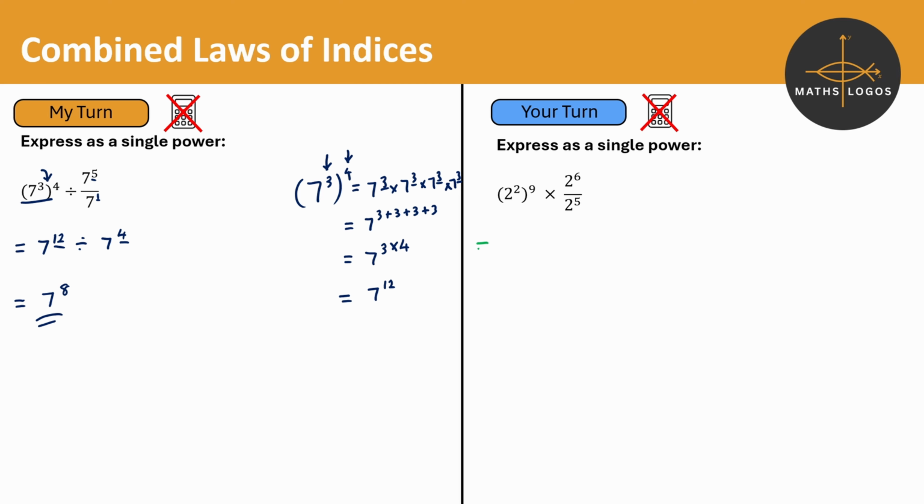Okay, so let's go through it. 2 squared, all to the power of 9. We've got our power upon a power. We multiply them together. This gives us 2 to the power of 18, and then we're going to multiply by whatever this fraction simplified gives us. Well, I need to subtract the indices because I'm dividing. So that gives me 2 to the power of 1. The last thing I need to do is add my indices because I'm multiplying. So that gives me 2 to the power of 19.